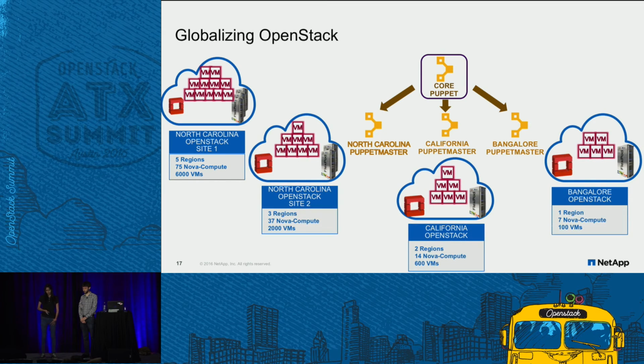The smallest one was in Bangalore. This was pretty small. It had 1 region, 7 compute nodes, and 100 VM capacity. This was because we didn't want to do too much at the same time. We wanted people to have a feel of OpenStack, get acquainted with it, and after that, scale it out to a massive proportion as we had in RTP. So this was just a starter thing that we started in Bangalore, as well as in California, which had 2 regions, 14 compute nodes, and again, a smaller 600 VM capacity. And the largest one in the globalization effort was a smaller site in RTP North Carolina with 3 regions, 37 compute nodes, and a VM capacity of 2,000.